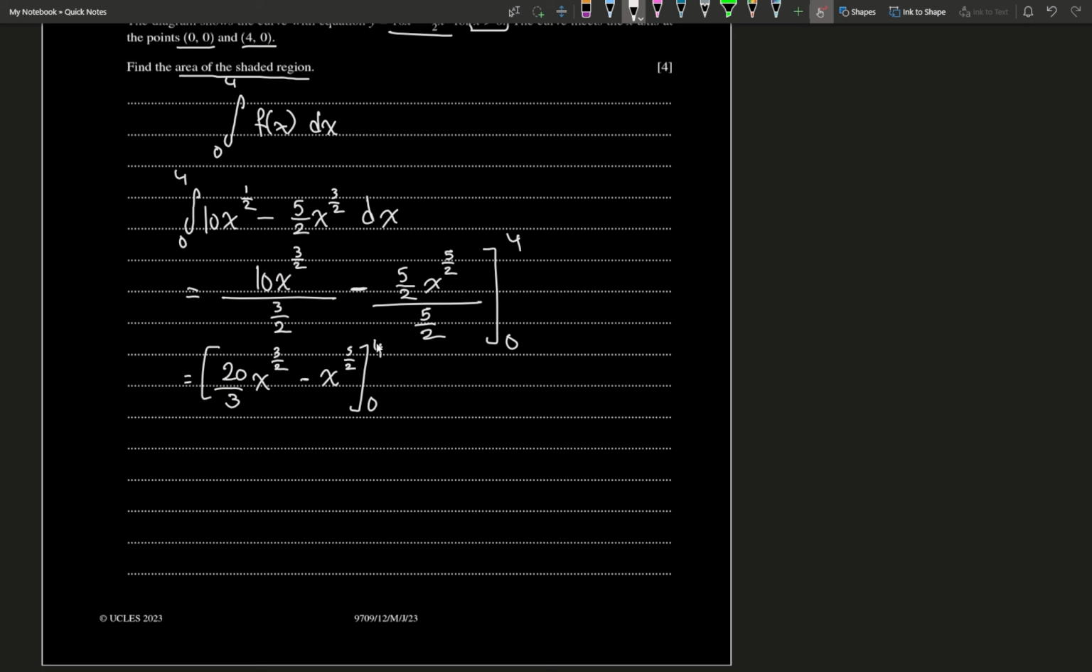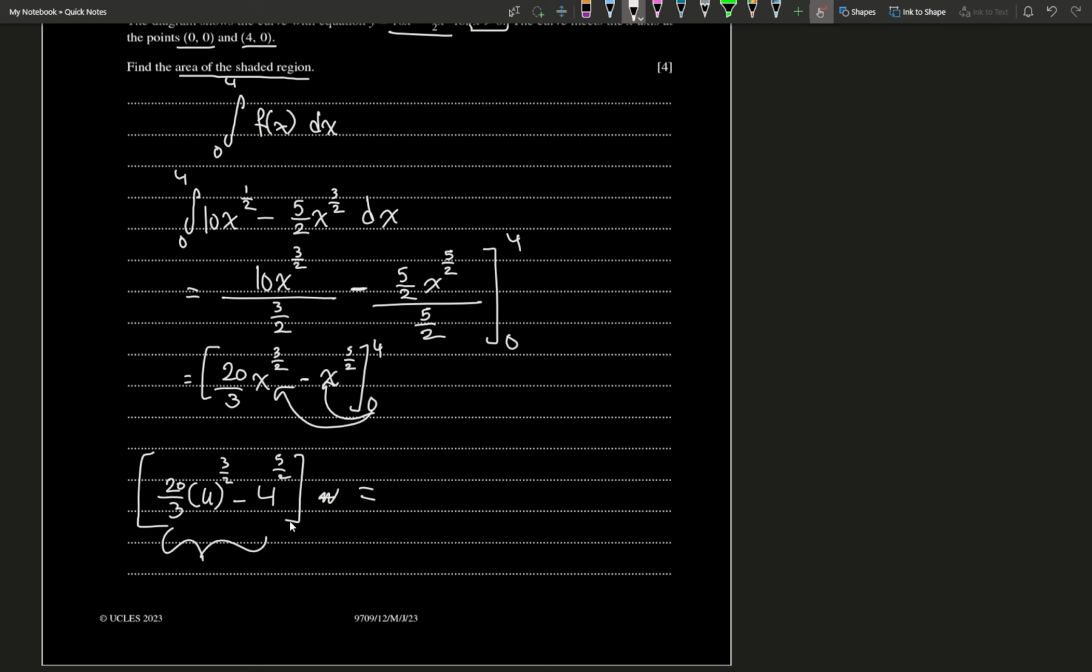Finally, you can just substitute your limits and then subtract them from each other. So first you write 20 over 3 times 4 raised to the power of 3 over 2 minus 4 raised to the power of 5 over 2, and then minus the result of substituting x equal to 0, which ends up being 0. I do not even need to write this. Just evaluate this on your calculator: 20 over 3 times 4 raised to the power of 3 over 2 minus 4 raised to the power of 5 over 2.